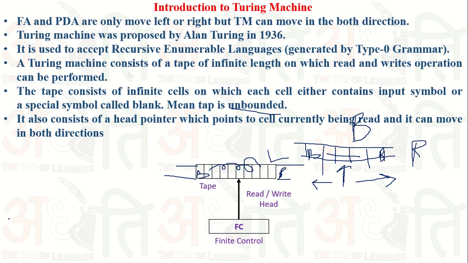A Turing machine is a machine which accepts the language known as a recursively enumerable language, or the grammar known as a recursively enumerable grammar, or type 0 grammar. So it is the fourth type of grammar. The Turing machine acts as an acceptor, which tells us whether a particular language is recursively enumerable or not.